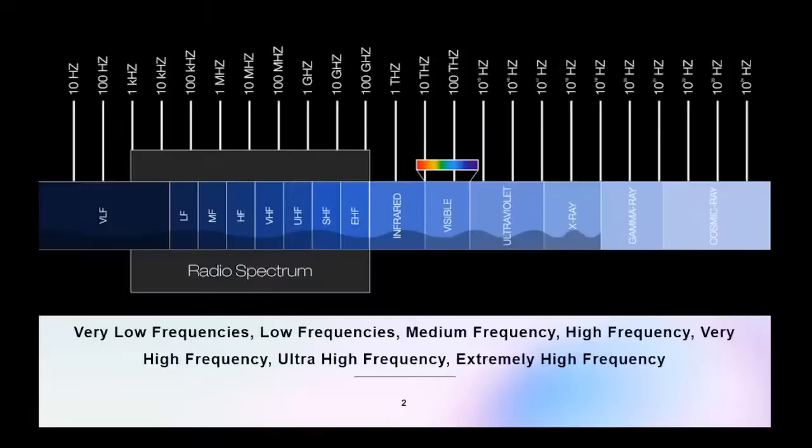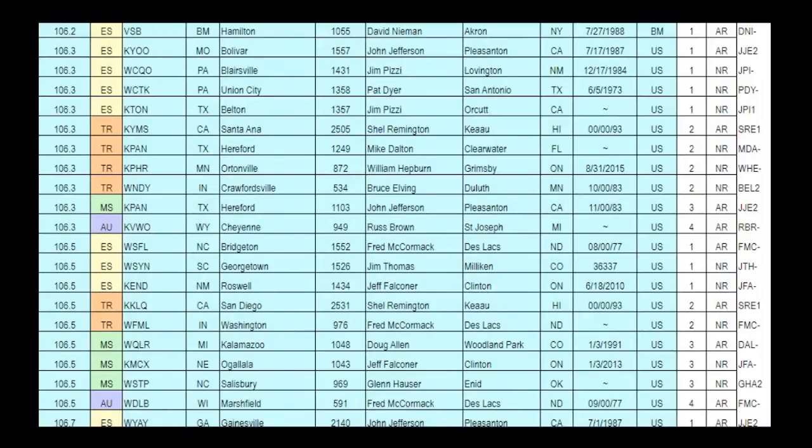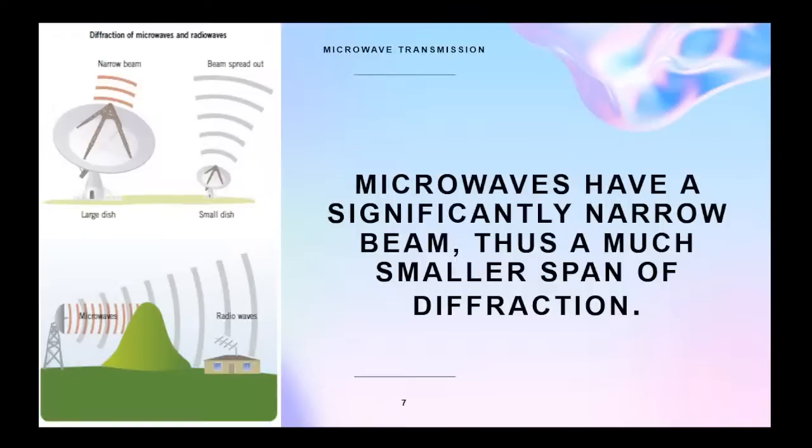All right, so it's important to keep this all in mind. Here's the frequency range again. Okay, they say that it's bouncing up and down, tops out at 40, usually around 30, and it's going up and down, creating what's called a skip zone. Of course, we have 106 megahertz shooting 2,000 miles.